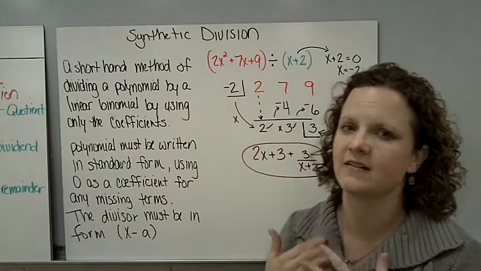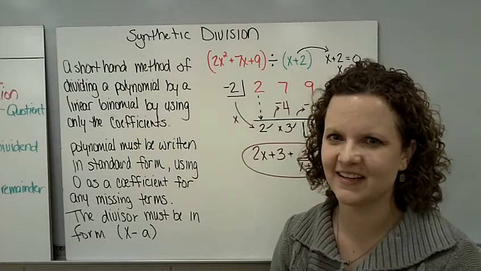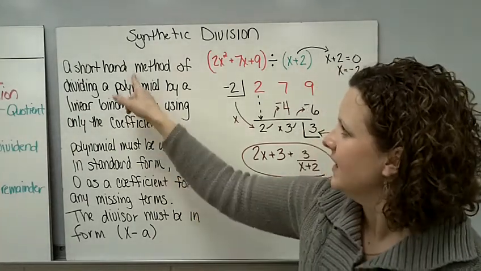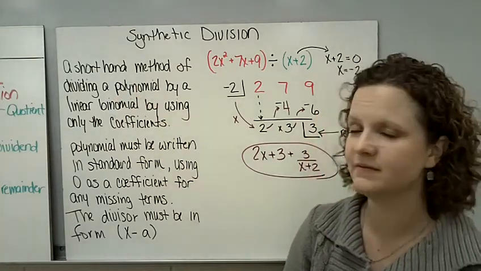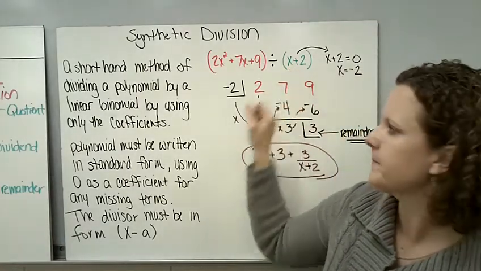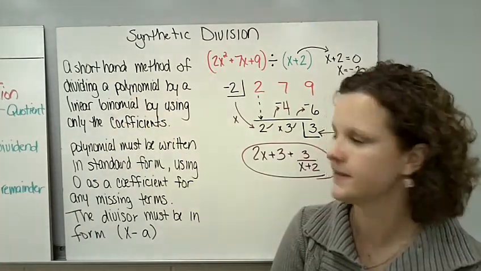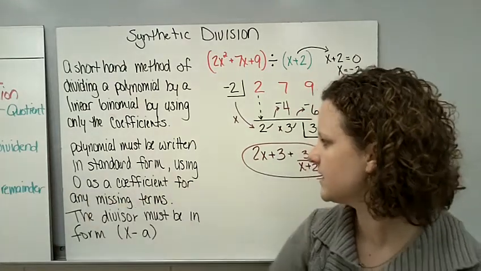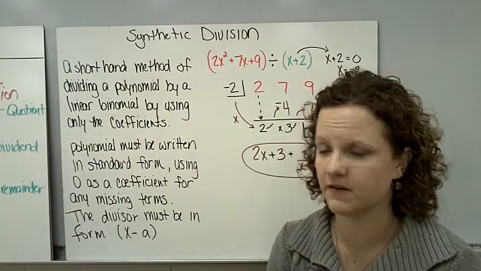Okay, synthetic division I think is a lot easier, with less chance to make mistakes, and it's sort of fun. Synthetic division is a shorthand method of dividing a polynomial by a linear binomial. So it's only divisible by linear, which means x to the first power. So you're dividing a polynomial by a linear binomial using only the coefficients. The polynomial must be written in standard form using 0 as a coefficient for any missing terms. We need a placeholder, just like in the long division.